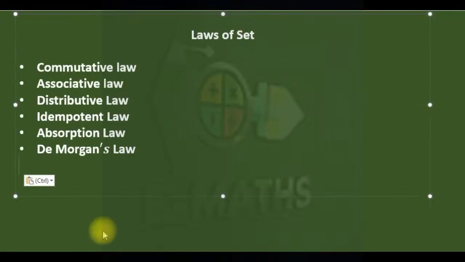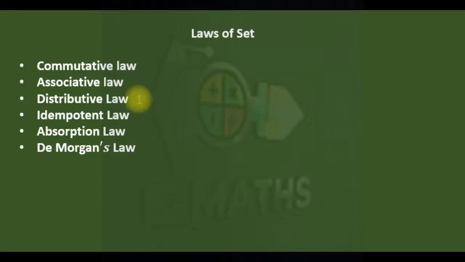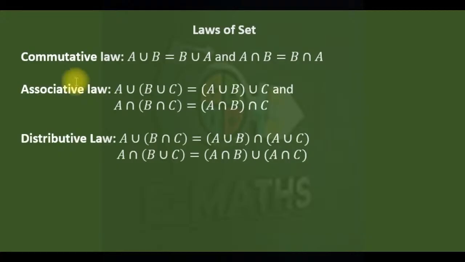We have 6 of them. These are the laws: commutative law, associative law, distributive law, idempotent law, absorption law, and De Morgan's law. So let's look at them. The first one is commutative. If you have two sets, solving A union B is the same as solving B union A, like A plus B is the same as B plus A. So for union and intersection, they're the same. So that's commutative law.